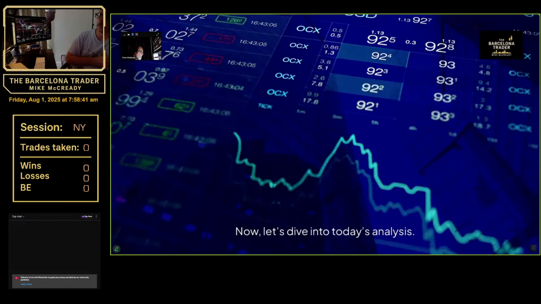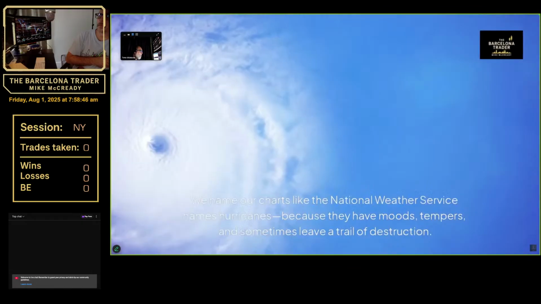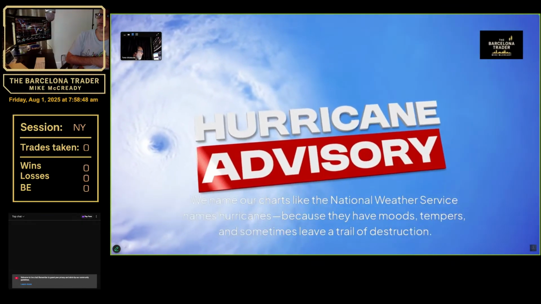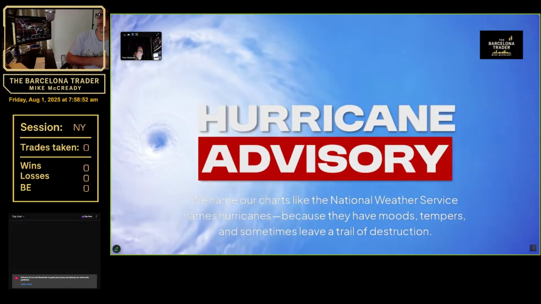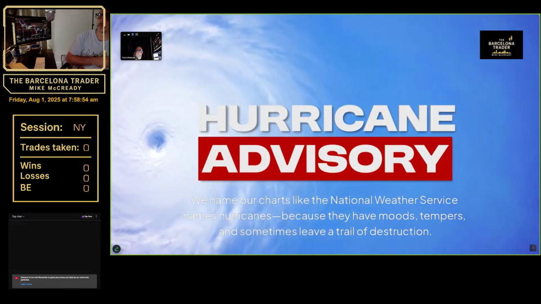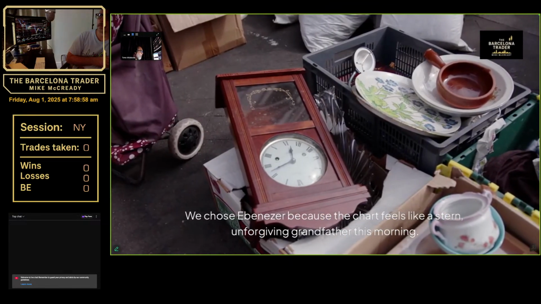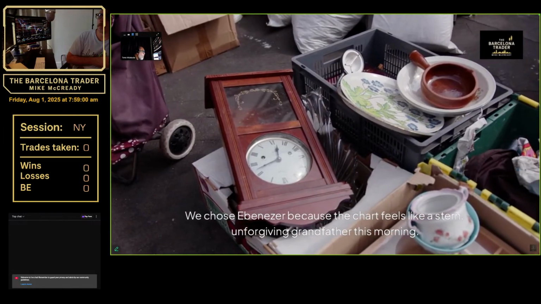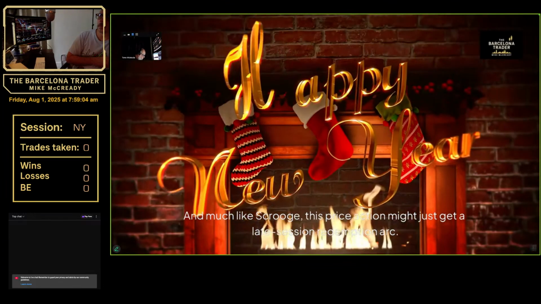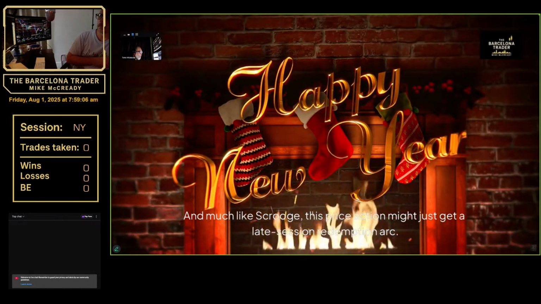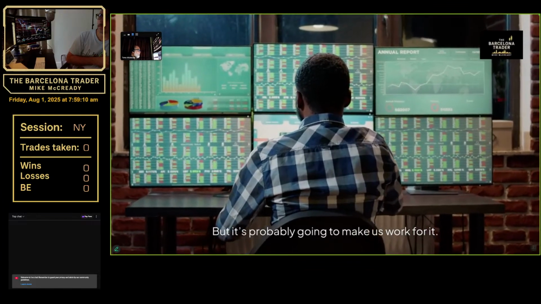Now let's dive into today's analysis. Today's chart is named Ebenezer. We name our charts like the National Weather Service names hurricanes because they have moods, tempers, and sometimes leave a trail of destruction. We chose Ebenezer because the chart feels like a stern, unforgiving grandfather this morning. And much like Scrooge, this price action might just get a late session redemption arc, but it's probably going to make us work for it.